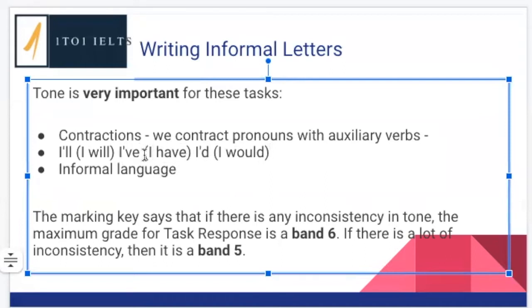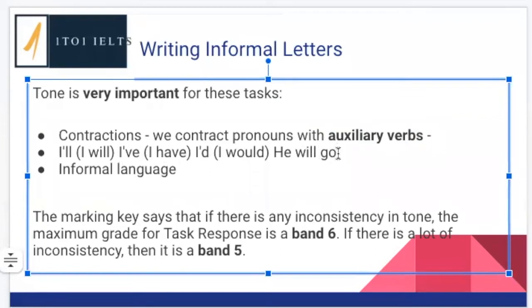So remember, the important thing here is we contract pronouns with auxiliary verbs. So what does an auxiliary verb mean? Navita says it's not the main verb. Yeah, exactly. So it's a verb that you add in, usually to create a tense. So, he will go.